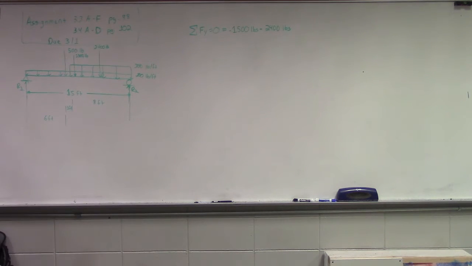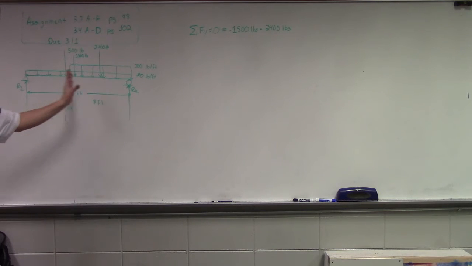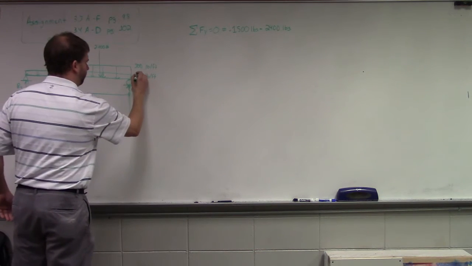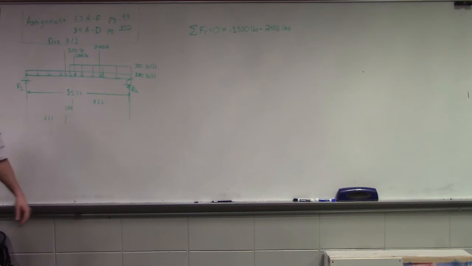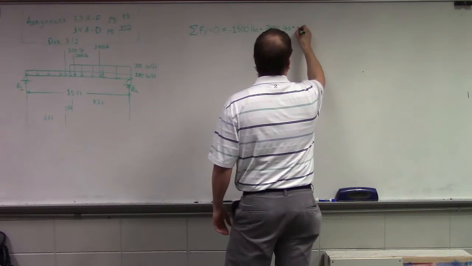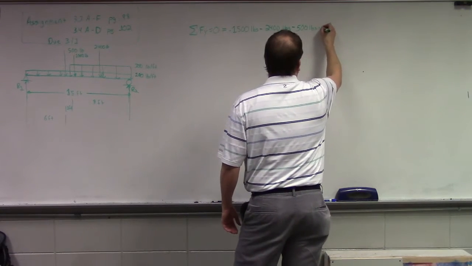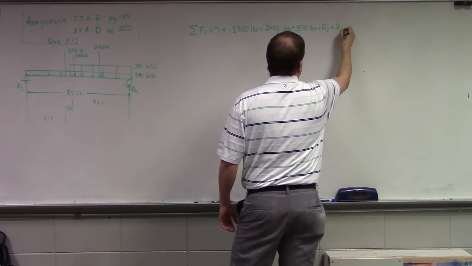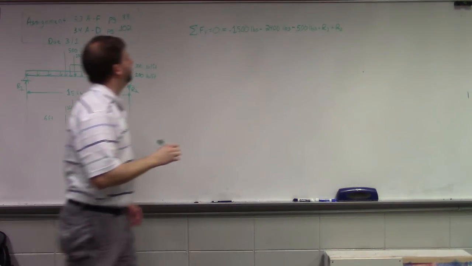Everybody followed what we're doing? We're resolving them into point loads by multiplying their magnitude per foot over the length that they're distributed, and then putting it at the midpoint of where they're located. Actually, it looks like 100. And then we know that we have our 500-pound point load. And then we have R1 and R2.